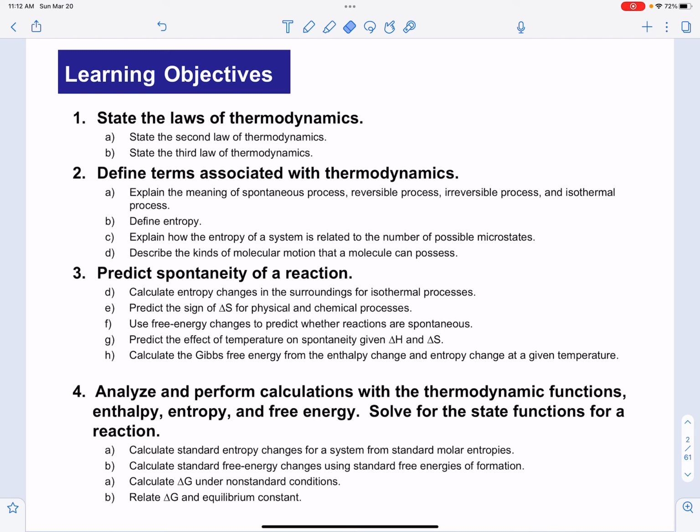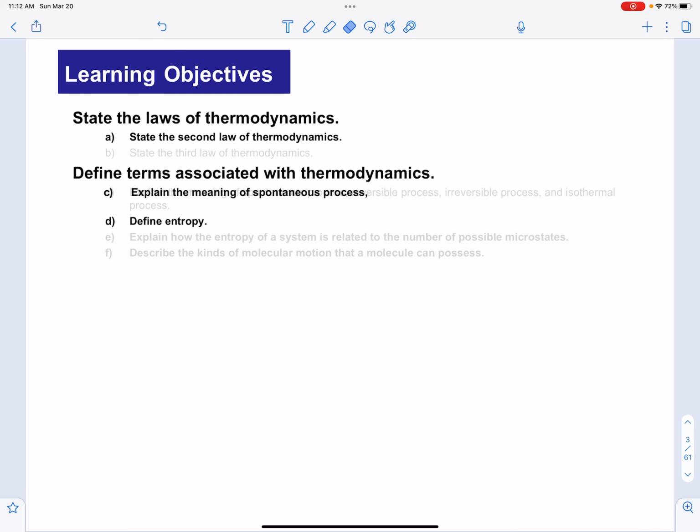And then we're going to see how we can calculate the Gibbs free energy, or delta G, when the conditions are not standard. And at the end, we're going to see how all this relates to equilibrium concepts. So let's begin with establishing the second law of thermodynamics, explaining what a spontaneous process is, and defining entropy. That would be our launching base.